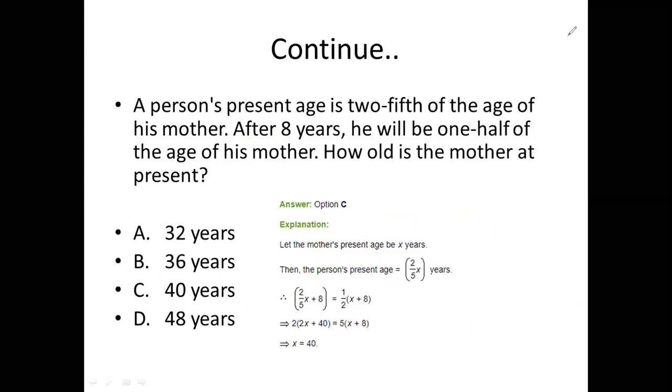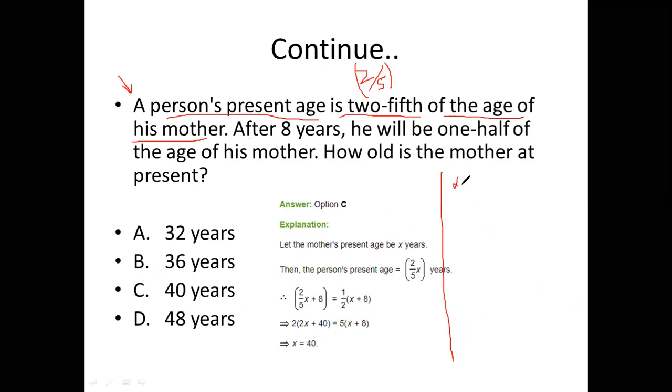Okay. Moving further. Sir, how? Meaning how did you do this? Read the statement. What is written? I am explaining again. Read it out. A person's present age is how much? 2/5, 2/5 meaning 2 by 5 of the age of his mother.